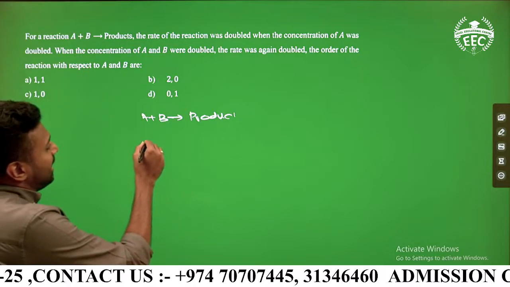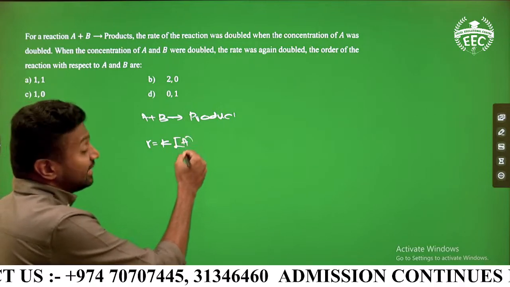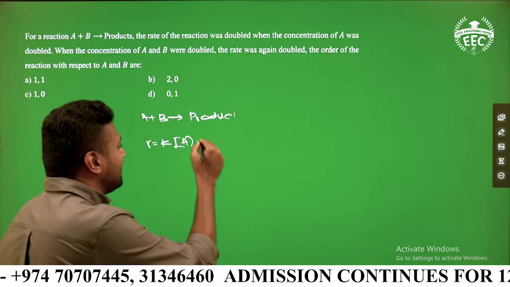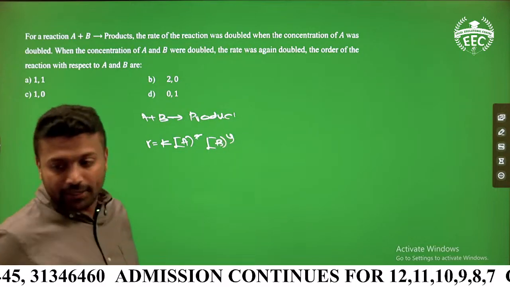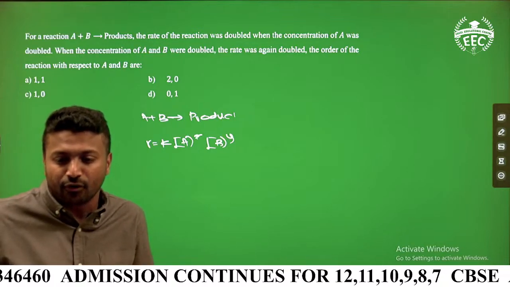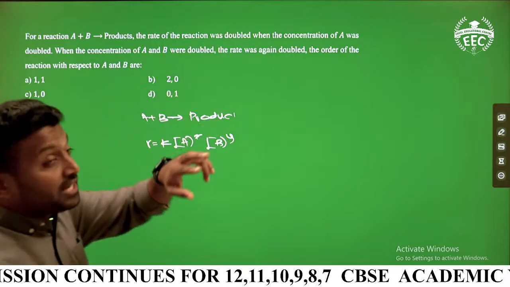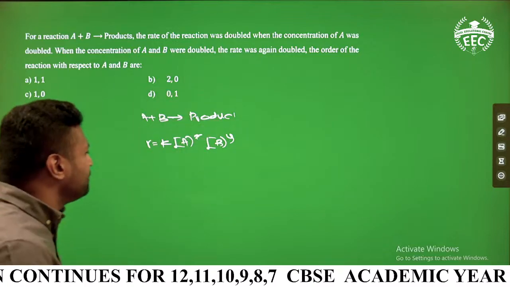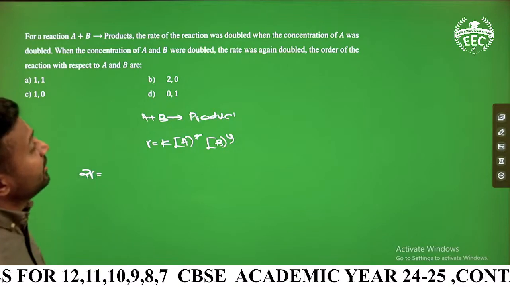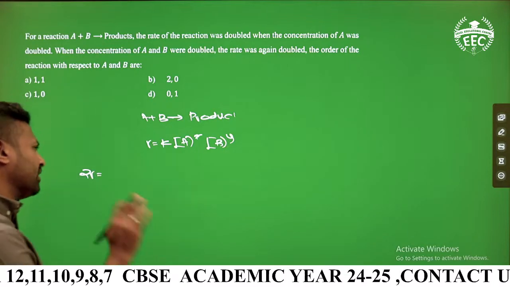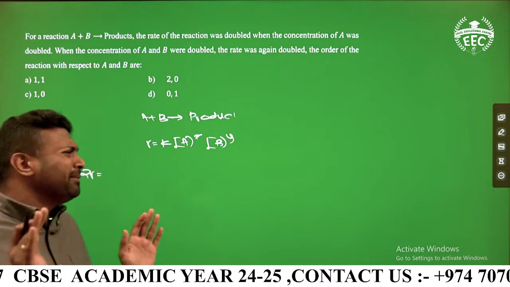The rate law equation is R is equal to K into concentration of reactant A raised to some unknown power, calling it X, into concentration of B raised to some unknown power Y. We have to solve for X and Y for the order. Here it is given that the rate of reaction was doubled, that is R becomes 2R, when the concentration of A was doubled. K remains the same, since K is a constant independent of concentration.